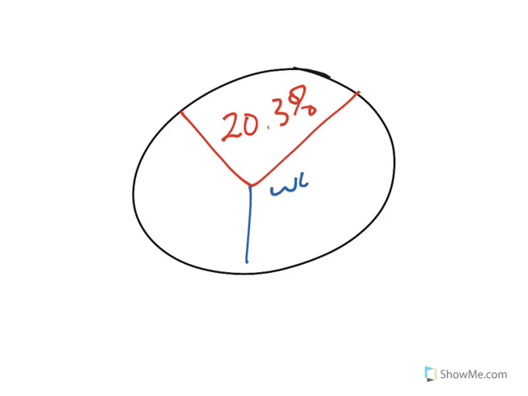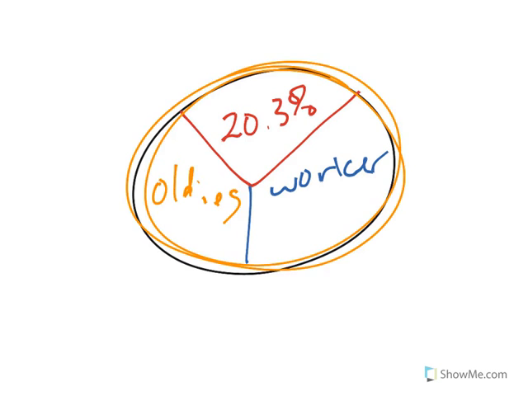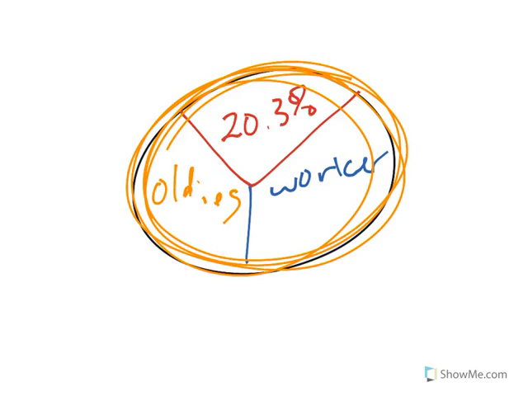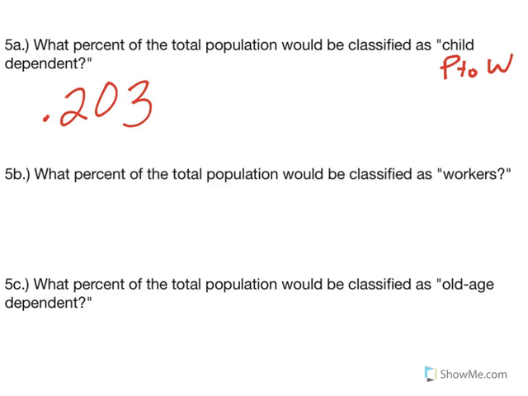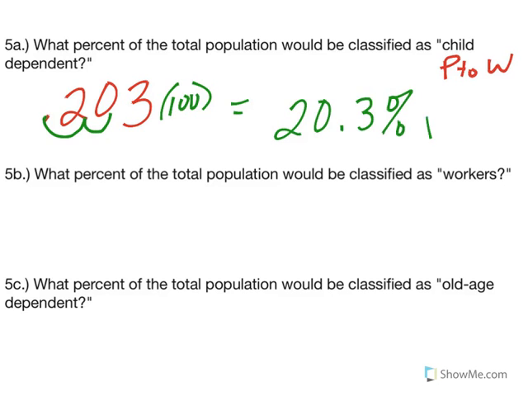How many would be workers? And how many would be oldies? This pie graph is not to scale, but the pie graph has to add up to 100%. So part to whole, this is why it works, because the whole is the entire pie. So I want to change this decimal to a percent, and to do that we multiply by 100, which is the same as moving your decimal 2 places. So our answer is 20.3% of our population is child dependent, right?